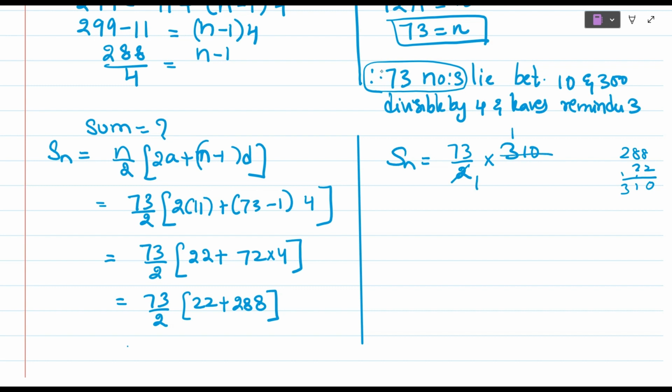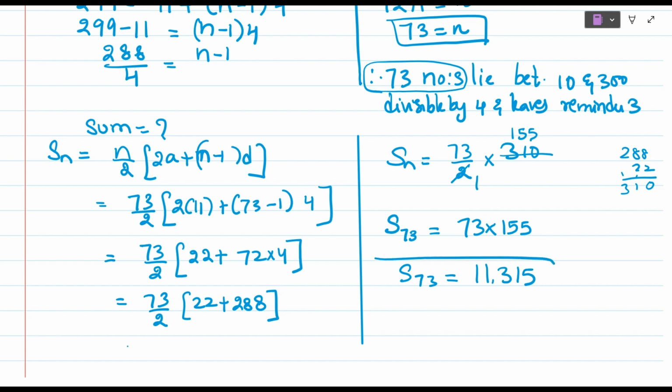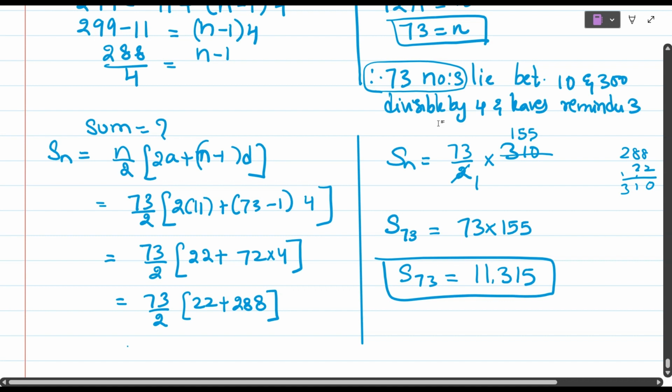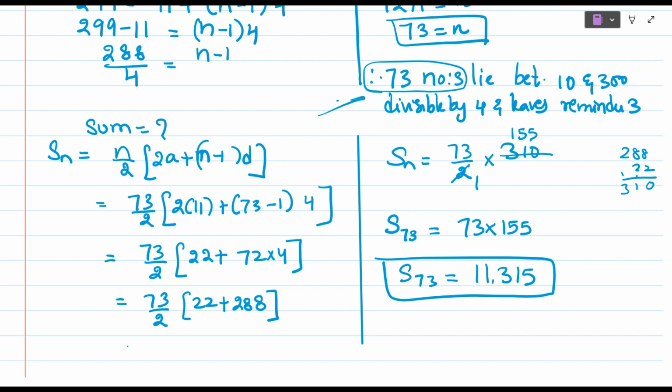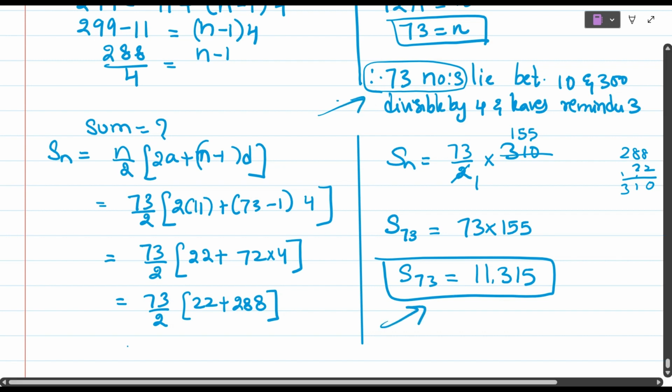Now cancel 2 and 310. 2 ones are 2, 3 difference. 2 5s are 10. 2 5s are 10. So sum of 73 terms. N value is 73, so 73 into 155. So what is the value, students? Sum of 73 terms will be equal to 11,315. Did you understand, students? They are asking us to find the numbers between 10 and 300 and also find their sum. Okay. So 73 numbers are there and their sum is 11,315. Did you understand, students?